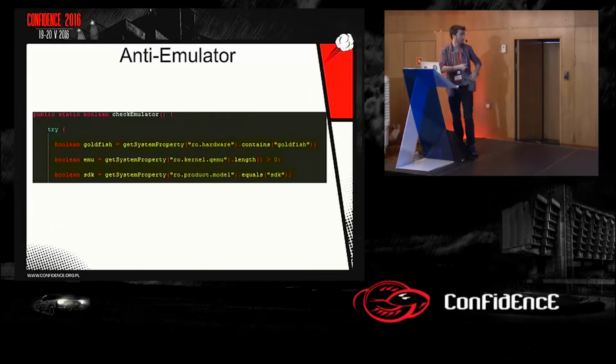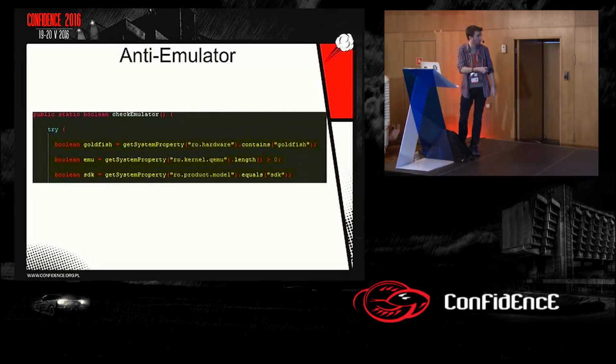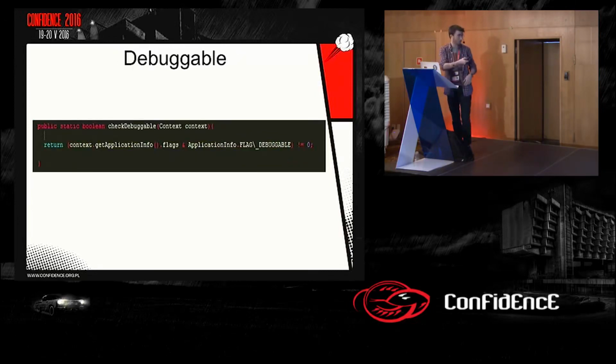A different technique is that we can check if the application is running on an emulator device or not. We can check if the hardware contains goldfish, or if you have QEMU1, it means that you have a device emulator, and so on. So the application probably will not open if you put this in the code. Or also if you have the debuggable flag enabled. If the application detects that you are trying to debug, it will probably stop.